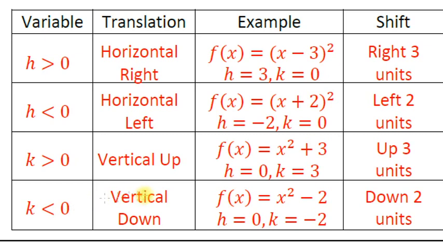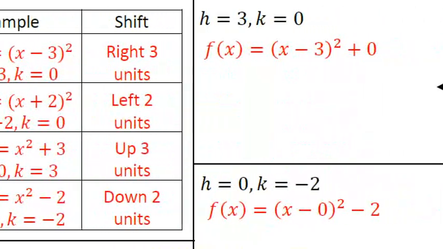If k is less than 0, we're going to shift vertically down. So in this case, x squared minus 2. You can see the k value is negative 2. Our graph is going to shift down 2 units. Let's go ahead and do some problems with this, see how it goes.